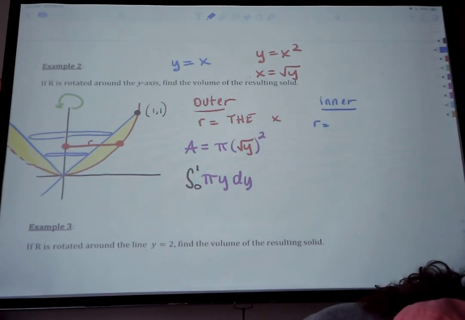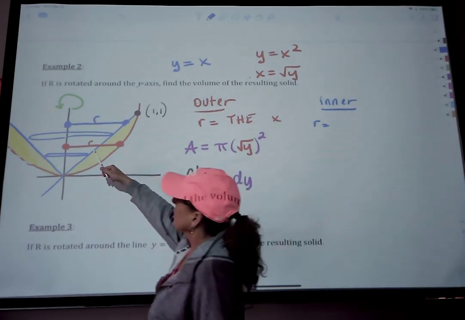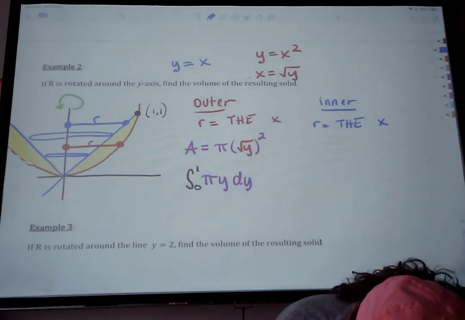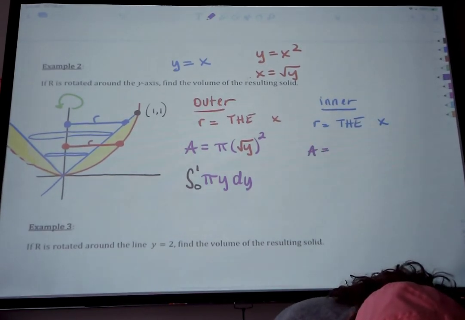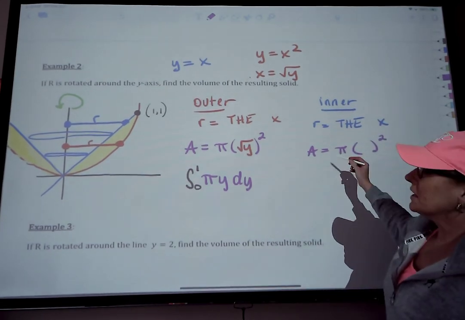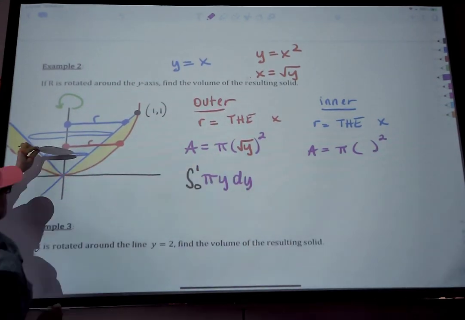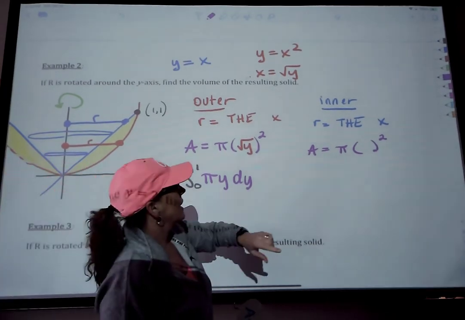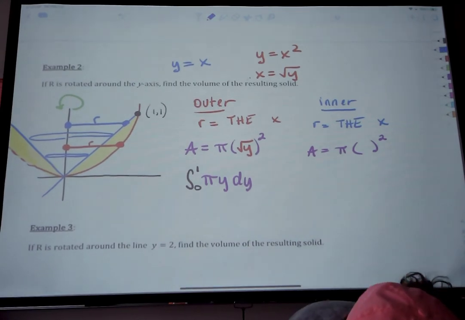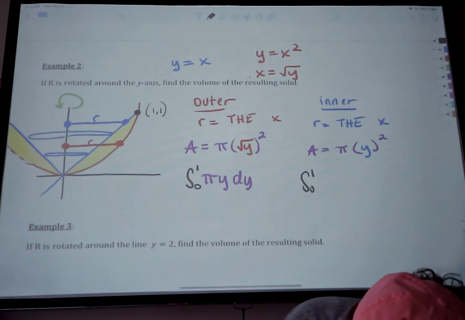I can draw a couple of blue circles. You can see that the radius to get to the blue goes from the x-axis to the function. So my area representation for the blue, the area of a single plate, is going to be pi times radical x, which I'm going to need in terms of y, so that's going to be a y. Start, stop.